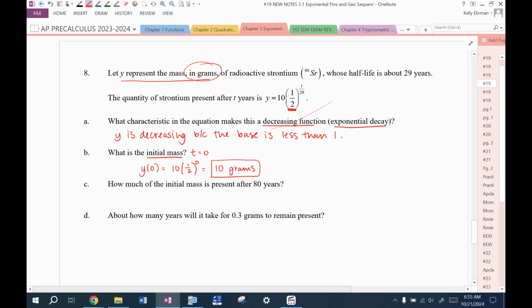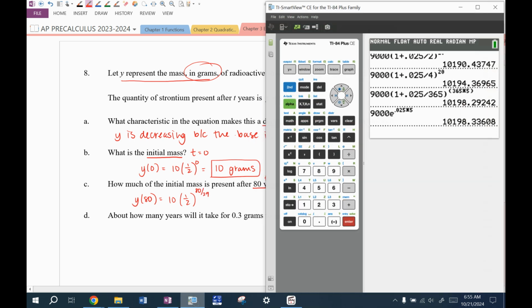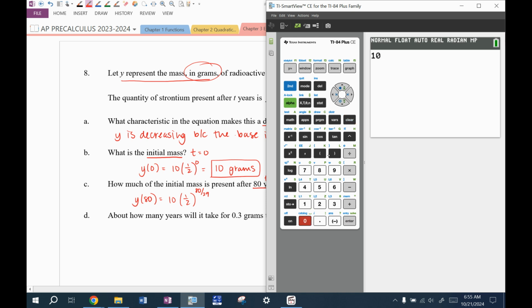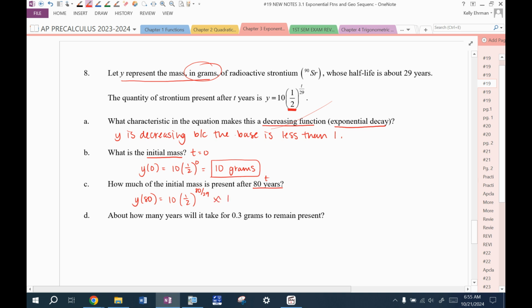How much of the initial mass is present after 80 years? That's a t value. So this is asking us to put an input of 80 and find the output. So that would be 10 times 1/2 to the 80 divided by 29 power. So off to our calculators here. 10 times 0.5 to the 80 divided by 29. Again, if you see the caret, you need to put parentheses around 80 over 29. Round to 3 places again, now that we're back to not money. So 1.478 is about equal to 1.478, and this is measured in grams.